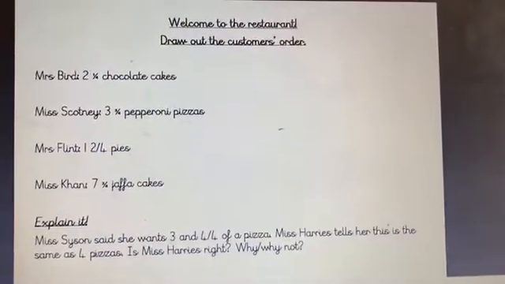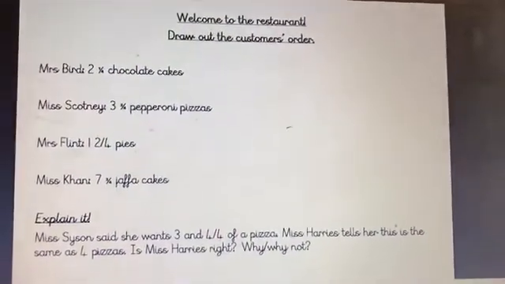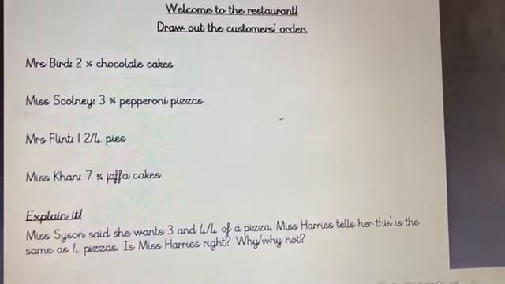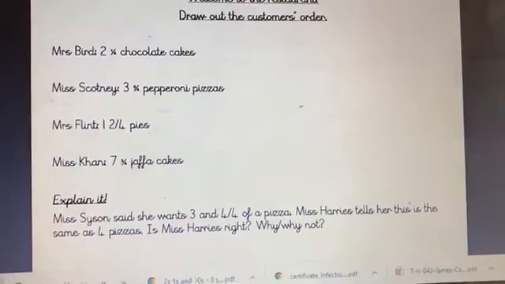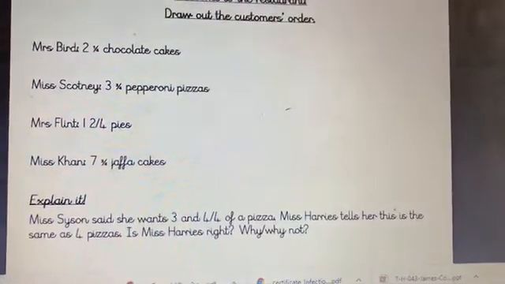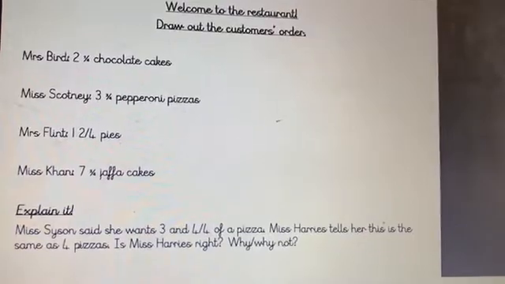Okay, so here is your second challenge. You have got to open your own restaurant and take the orders of some of your teachers. Okay, so I'd like you to draw pictures of these things, please. Mrs. Bird would like 2 1/4 chocolate cakes. Miss Scotney would like 3 3/4 of a pepperoni pizza. Mrs. Flint would like 1 2/4 pies. Miss Calm would like 7 3/4 Jaffa cakes.